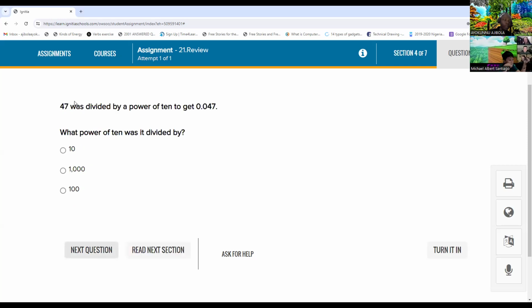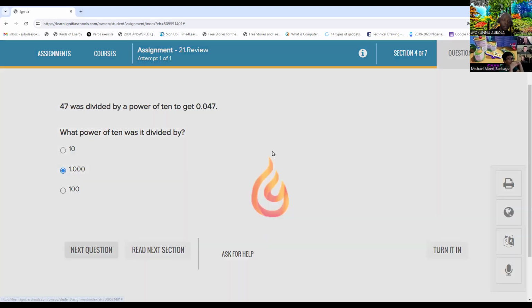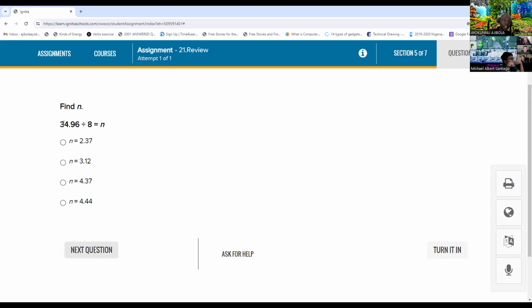47 was divided by a power of 10 to get 0.07. So what will be the power of 10? If I divide 47 by 10, I have 4.7. By 100, I have 0.47. By 1,000, I have 0.047. Is that clear? Okay. Good.